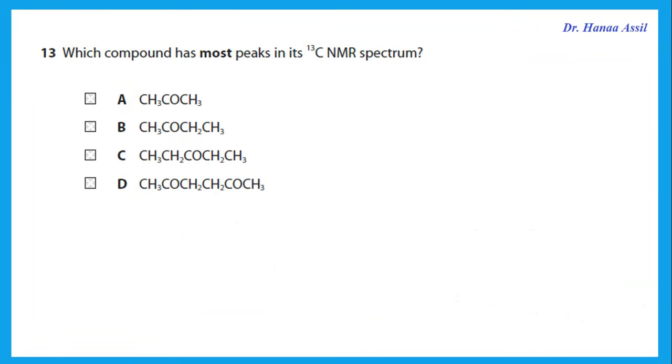Which compound has most peaks in its carbon-13 NMR? Well, remember the carbon-13 NMR gives different peaks for different carbons in different environments. So any different carbon would give a peak. Now that first choice, the methyl group on the right is exactly the same as the methyl group on the left. So both of them will give only one peak plus the peak for the CO. So this would give only 2 peaks in the carbon-13 NMR.